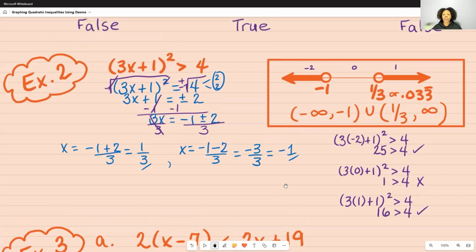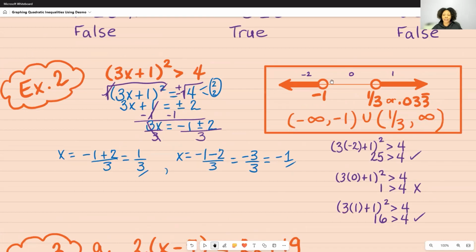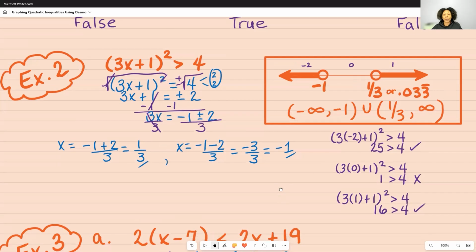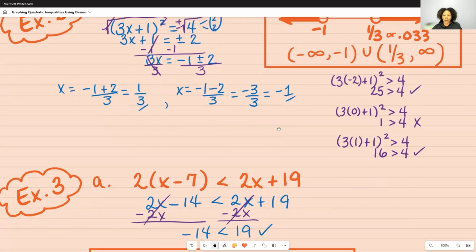For interval notation, you would write it with parentheses because negative infinity and positive infinity are never included. And once you have your open circles there, that tells you it's not included as well. If it were shaded in, those points would actually be included.